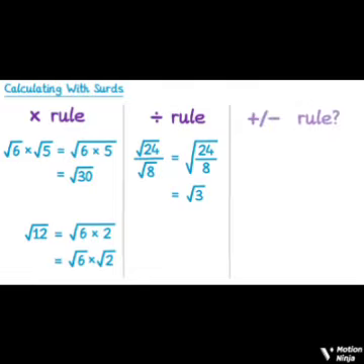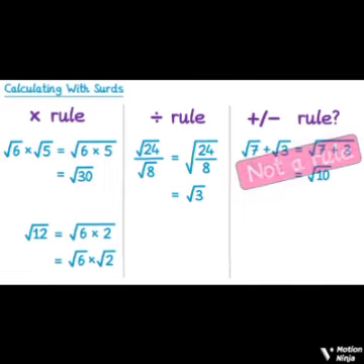What about addition and subtraction? So if we did the square root of 7 plus the square root of 3, would that give us the square root of 7 plus 3, which is the square root of 10? Well, unfortunately it doesn't. It would be very convenient if it did, but this is not a rule. So you can't add surds together in this way. And it's the same for subtraction.